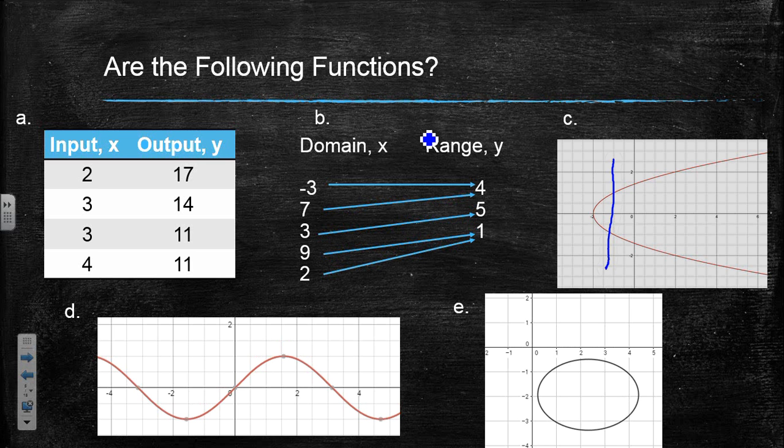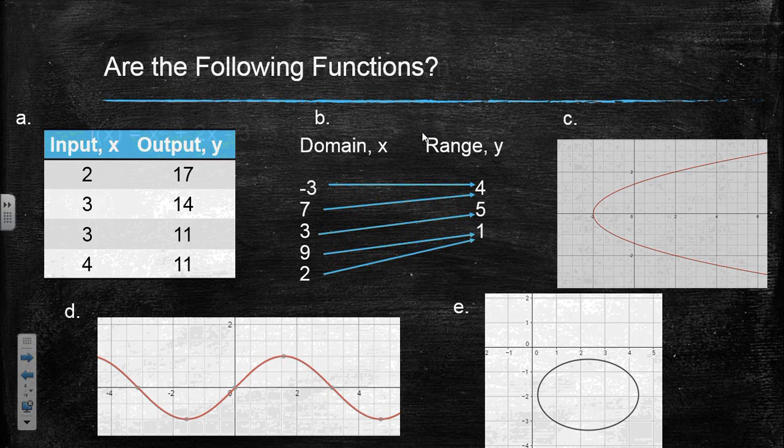Function? Yeah, for every 1 x, there's exactly 1 y, so we're okay. And the last one? No, because we can draw a vertical line and touch it in 2 different spots. Okay? All right.